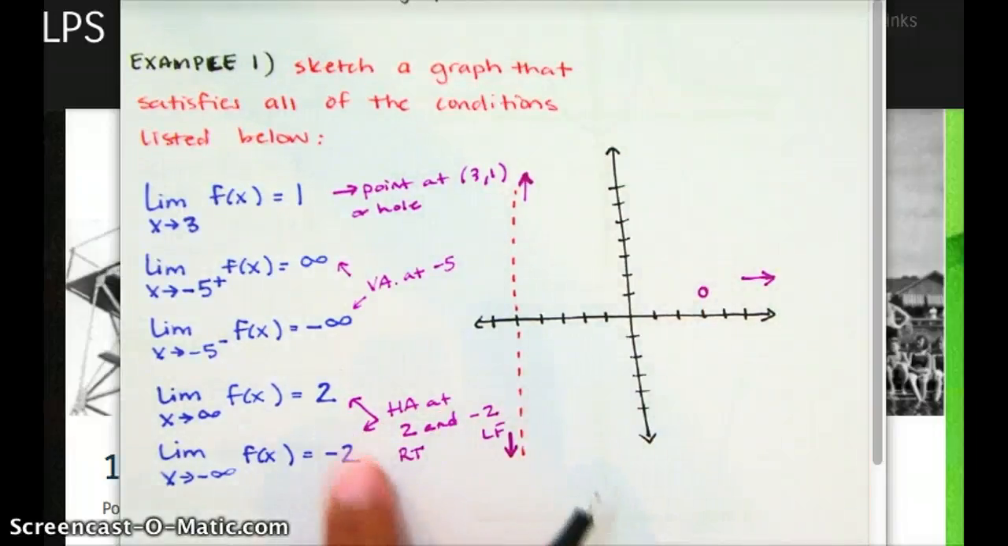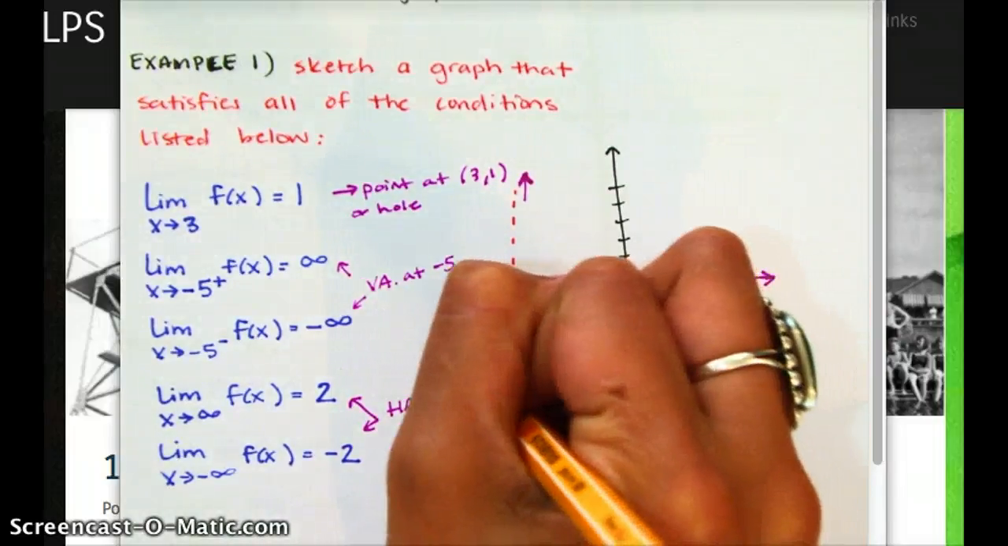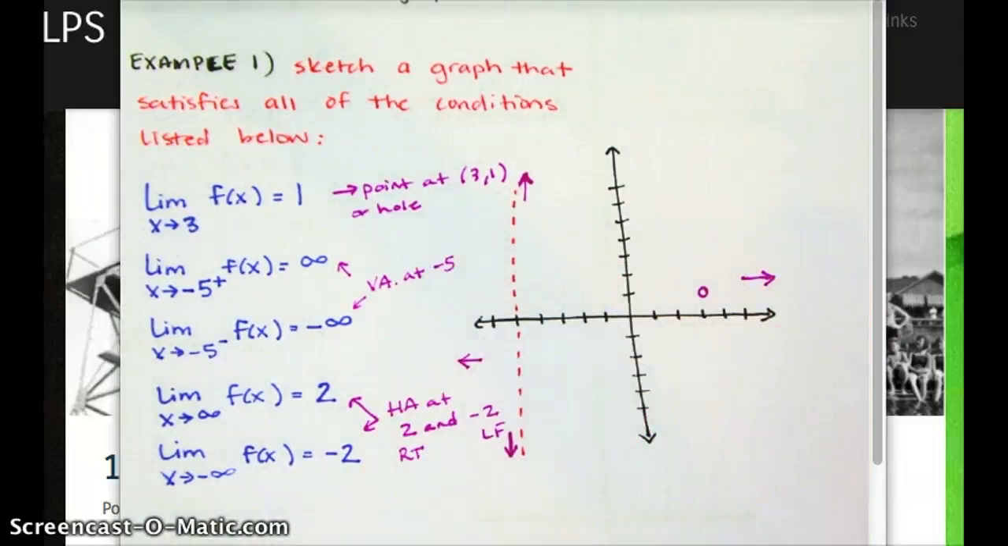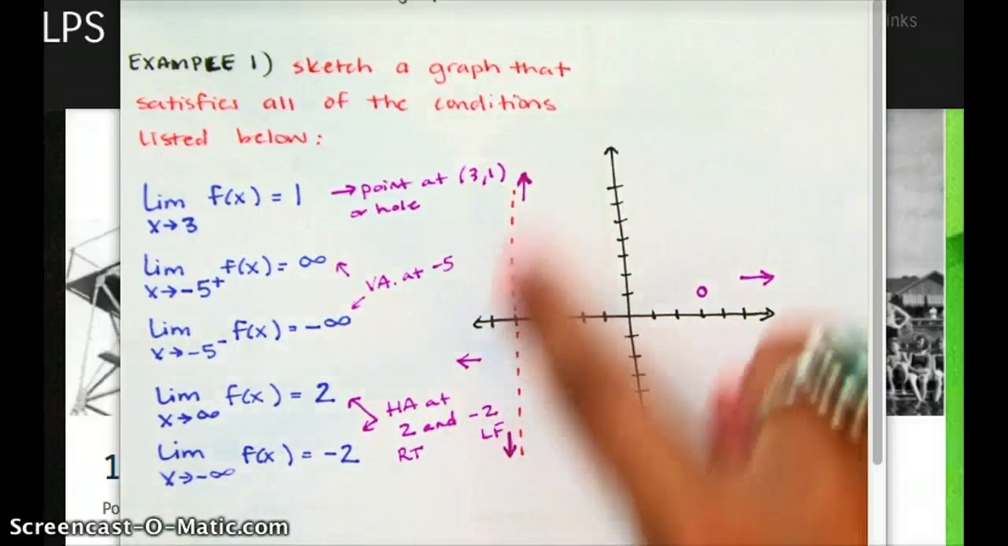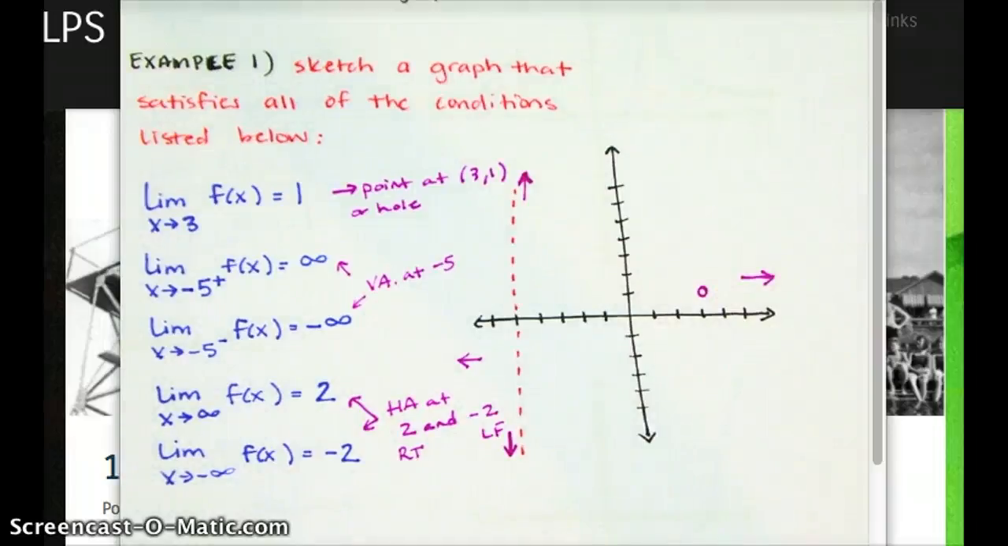And same thing for negative 2 on the left-hand side. Here's negative 2. Here's my leftward-facing horizontal asymptote. Now, as long as I connect all of these elements, I will have a graph that satisfies these conditions. There are a million correct ways and a couple incorrect ways to do this.